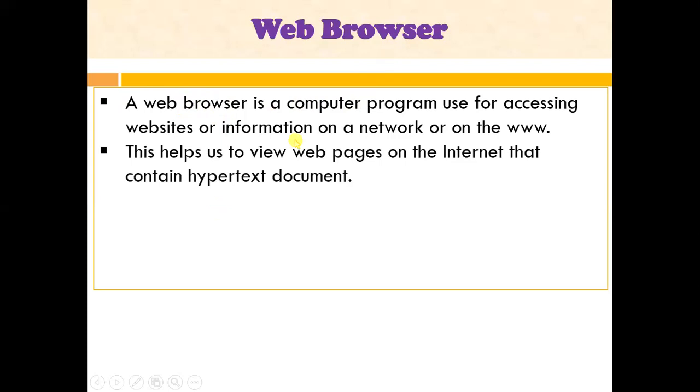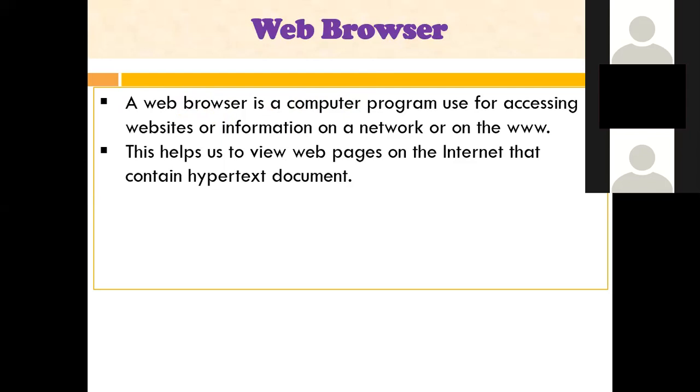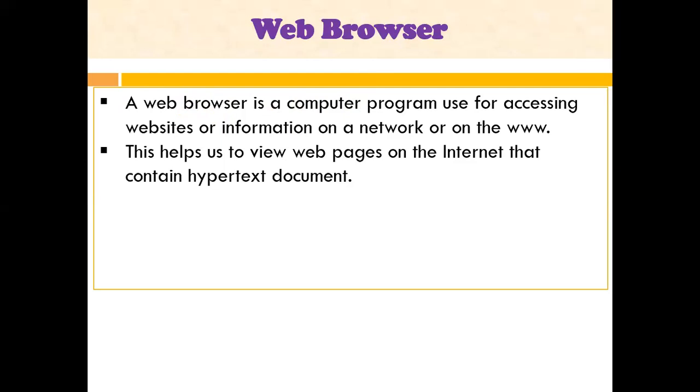This helps us to view web pages on the internet that contain hypertext documents. Hypertext means what? There will be a text. When you click on that text, it will open in another page. Just like a hyperlink, hypertext is there. It means when you click on the text, it will open in the other page or give us the detailed information of that particular topic. That is called hypertext.